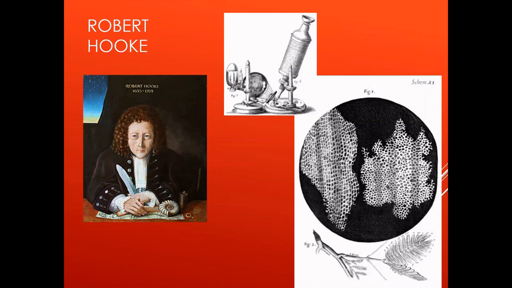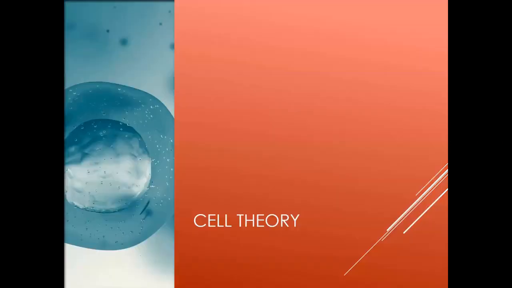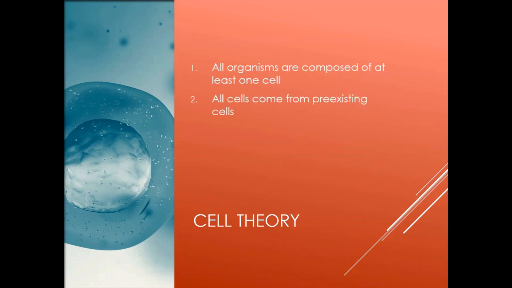In doing so, he observed cork, and looking at the cork, he noticed that there were compartments within it, which he called cells. When we talk about cells, we have to talk about cell theory. There are three parts to cell theory. The first says that all organisms are comprised of at least one cell. All cells come from pre-existing cells, and the cell is the basic structural and functional unit of life.